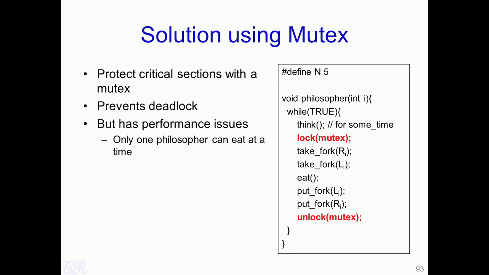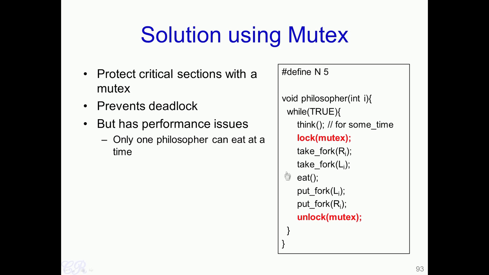So, let us look at a third attempt to solve this particular problem. This particular solution uses a mutex. Essentially, before taking the right or the left fork, the philosopher needs to lock a mutex, and the mutex is unlocked only after eating and the forks are put back onto the table. So, there is a lock mutex over here before picking the forks and an unlock mutex after the forks are put down onto the table.